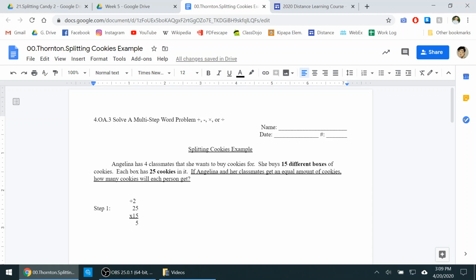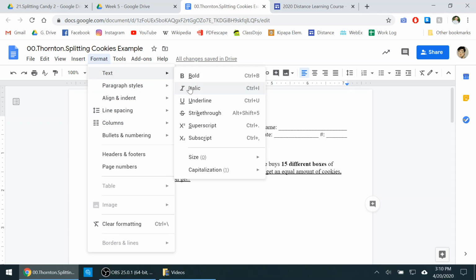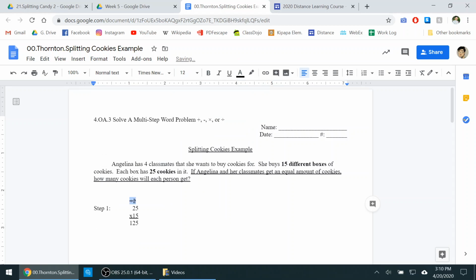So we have 5 times 5 is 25. Then we're going to do 5 times 2, that's 10, plus 2, that's 12. So we are going to have 125 here. Okay, I'm going to go ahead and cross this out. Go up to Format, Text, and Strike Through.